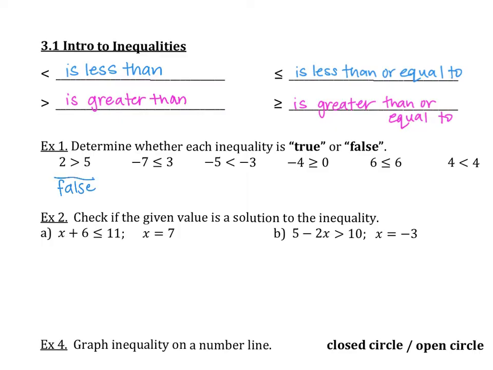Okay, let's consider the next one. Let me look up this symbol first. It says, is -7 less than or equal to 3? It's definitely not equal to 3. Now, is it less than 3? Okay, if you look at the number line, -7 is lower than 3 on the number line. So this is true.